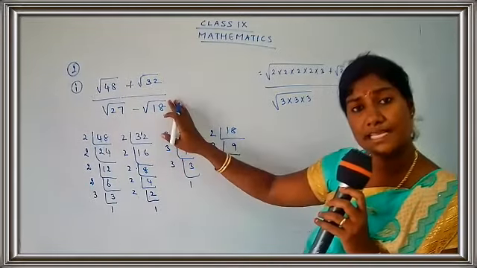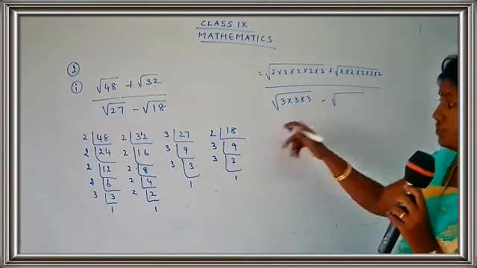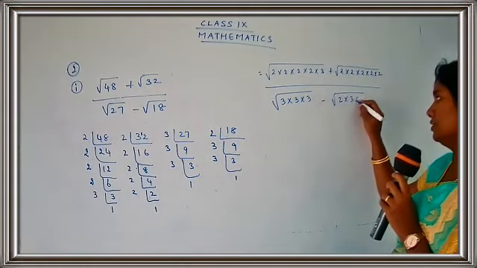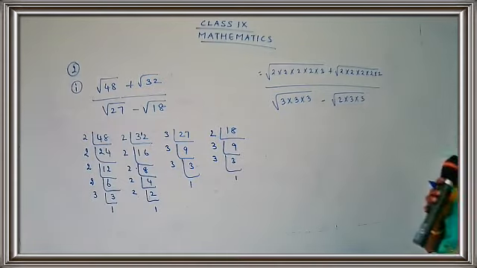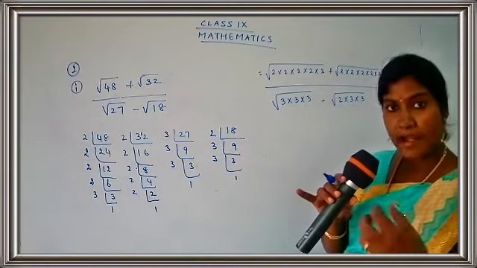I am going to replace 18 with the factors. So minus, what is root 18, children? It's 2 into 3 into 3. So I have just replaced the numbers using factors. Now I am just going to take the pair out of the root sign.